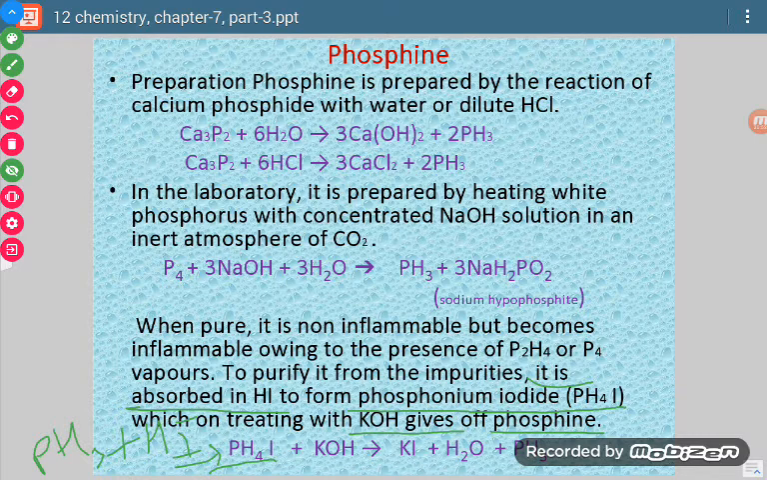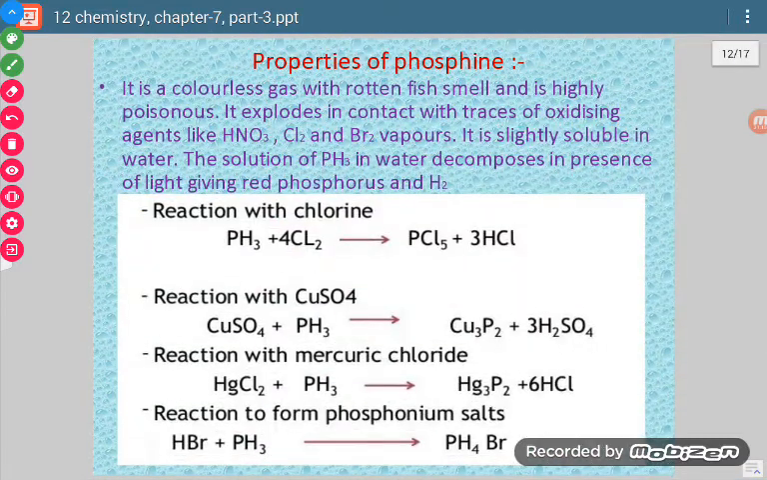Means we are going to purify our phosphine. So first we will react it with hydroiodic acid, there will be formation of phosphonium iodide, then phosphonium iodide will be treated with potassium hydroxide, and there will be formation of potassium iodide, water, and pure phosphine. So phosphine in pure form can be obtained like this.